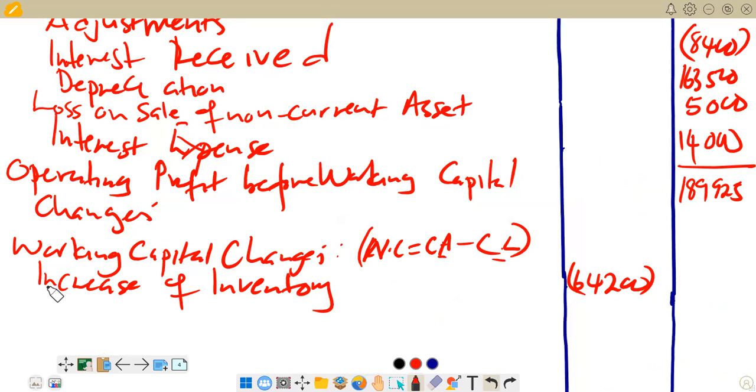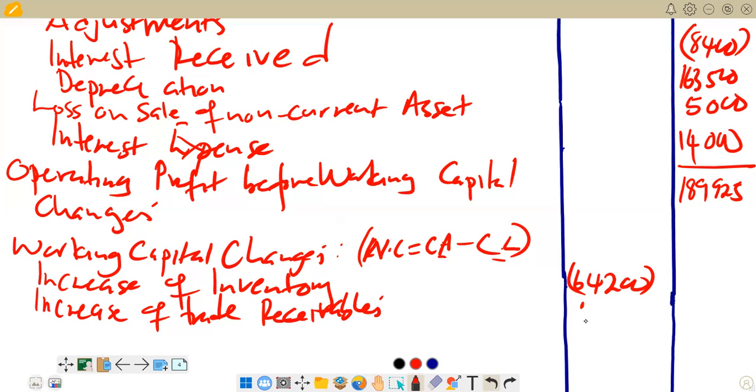So here we are seeing an increase of trade receivables. Increase of trade receivables is a negative 64,975.